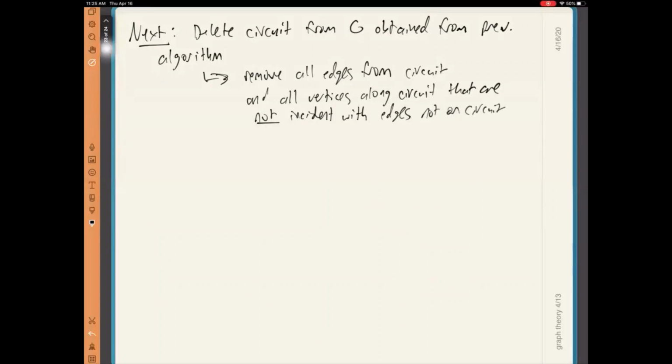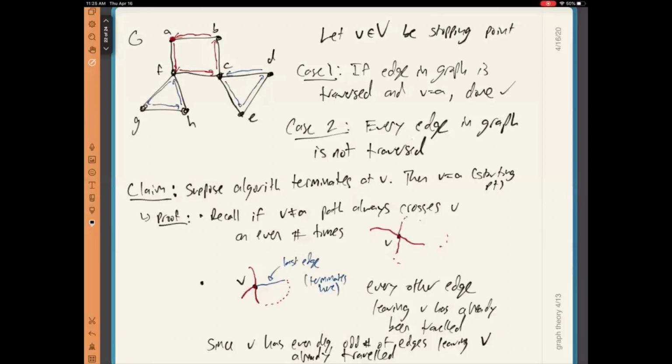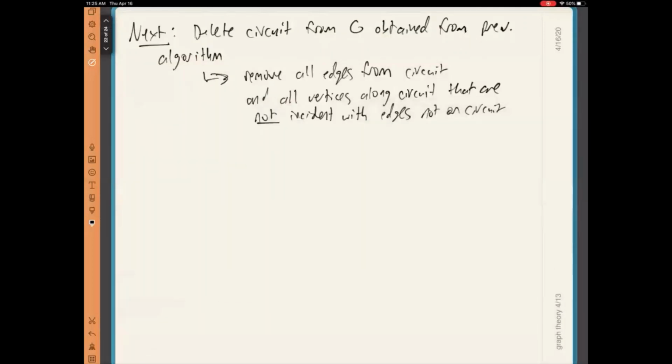Right, so if we go back to the previous picture, I'm going to remove all the edges that have a red arrow along them, but I also want to remove vertex A and vertex B. I don't want to remove F or C, because F is connected to G by an edge, and C is connected to E by an edge, for example. I don't want to delete those because they're connected to other parts of the graph, which our original path did not touch.